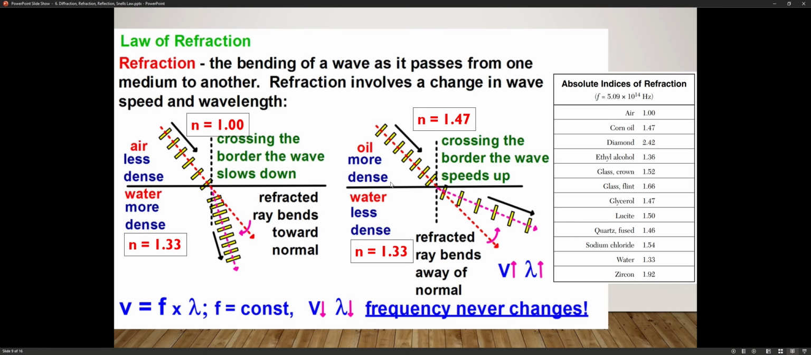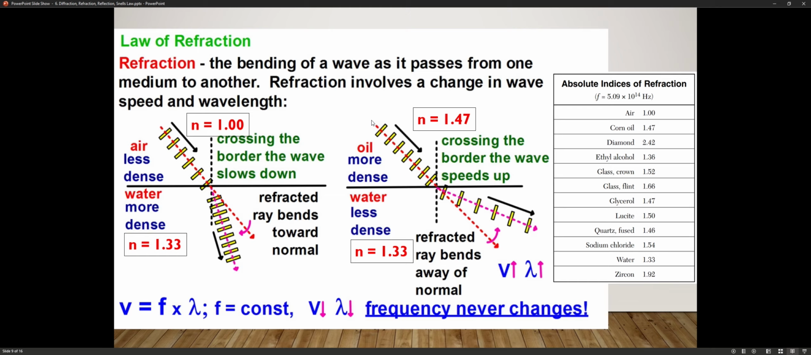Now let's look at the image on the right-hand side. So oil is more dense, and let's say for the sake of this example, this is corn oil. And the index of refraction of corn oil, as you can see on the right-hand side on this table right here, is 1.47.